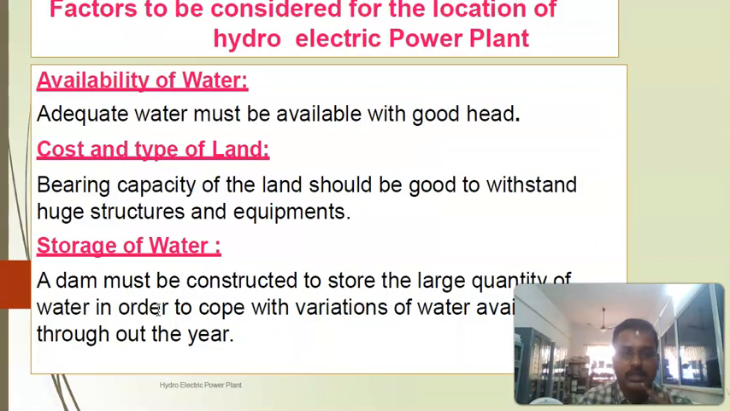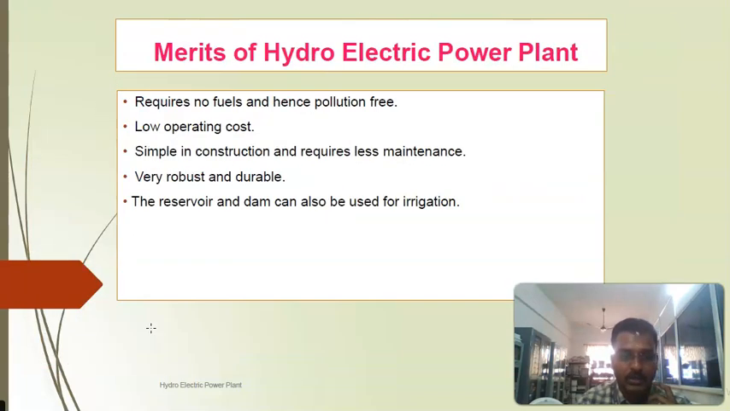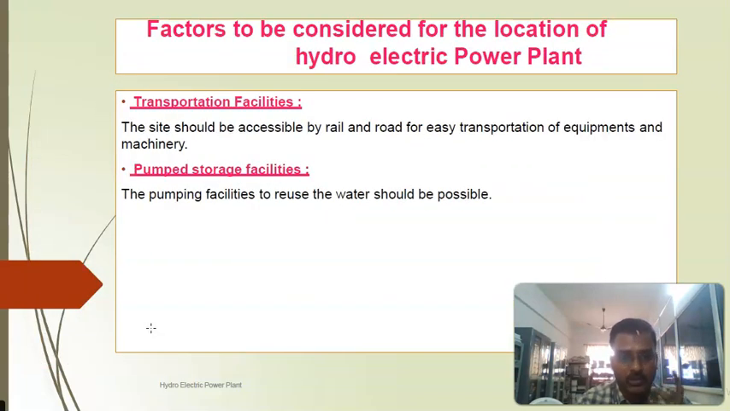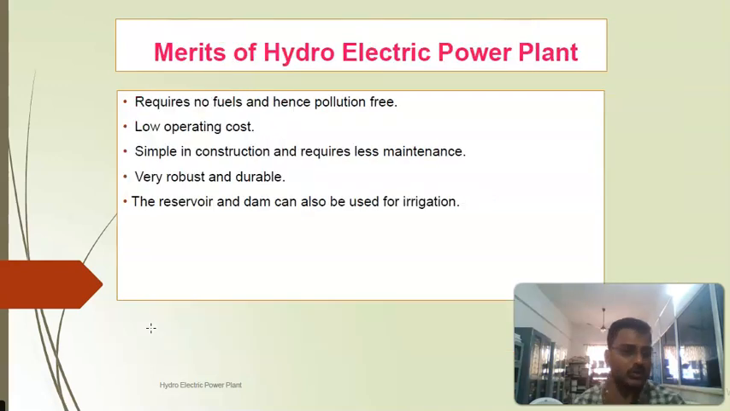The factors to be considered for the location of a hydroelectric power plant: availability of water, where adequate water must be available with good head. Cost and type of land: the bearing capacity of the land should be good enough to withstand huge structures and equipment. A dam must be constructed to store a large quantity of water or to cope with variations in water availability. Other factors are transportation facilities and pump storage facilities.